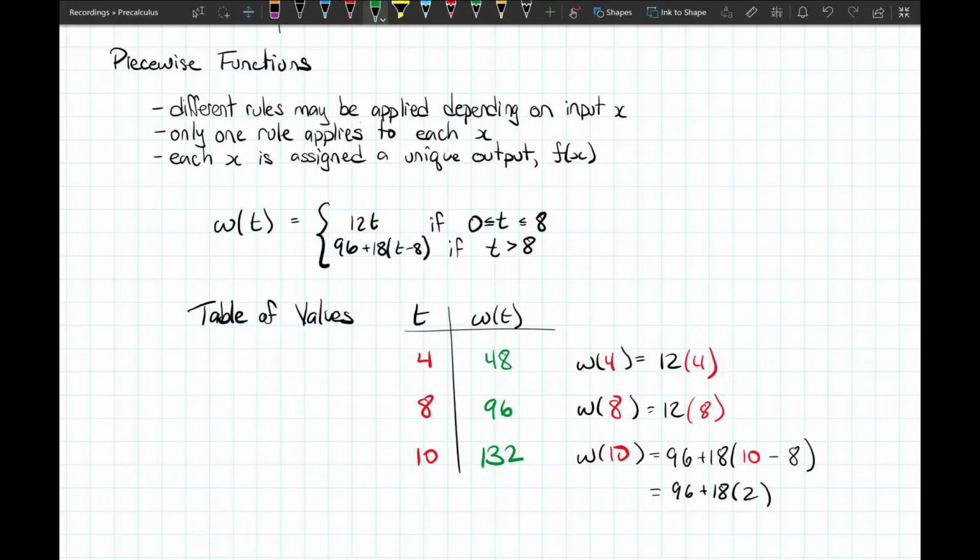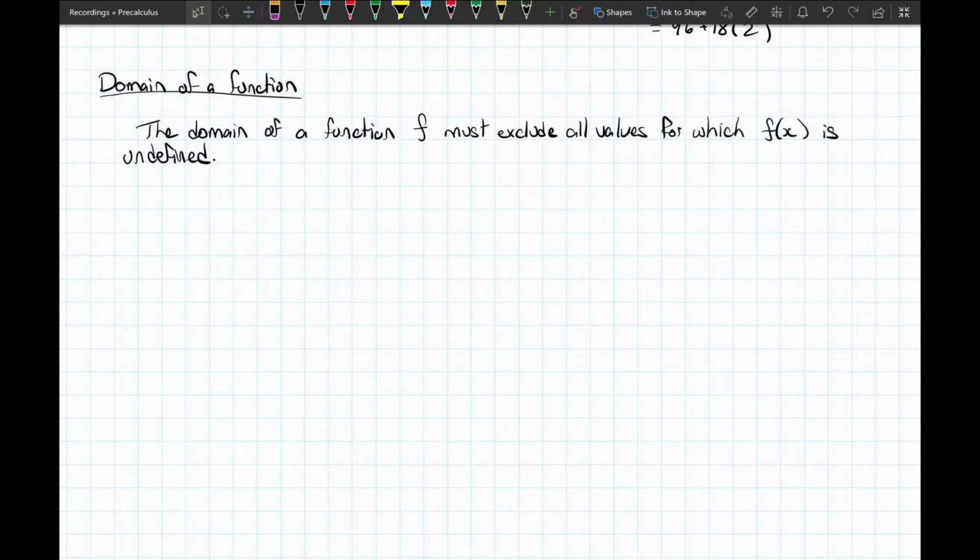Okay, now that we have the idea of constructing a table of values, we can then also talk a little bit more about some functions that have gaps in their domain, where the domain is not all of the real numbers. And once we've got that idea, we can start thinking about graphing these functions. Since the domain of a function consists of all of the possible input values of a function, then we know that the domain must exclude all of the values for which f of x is undefined.